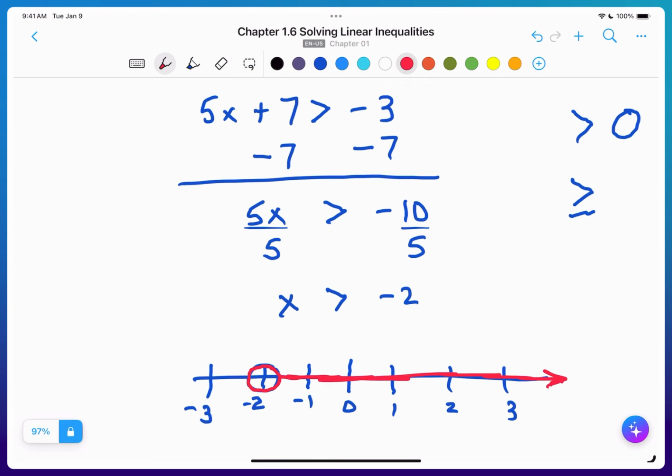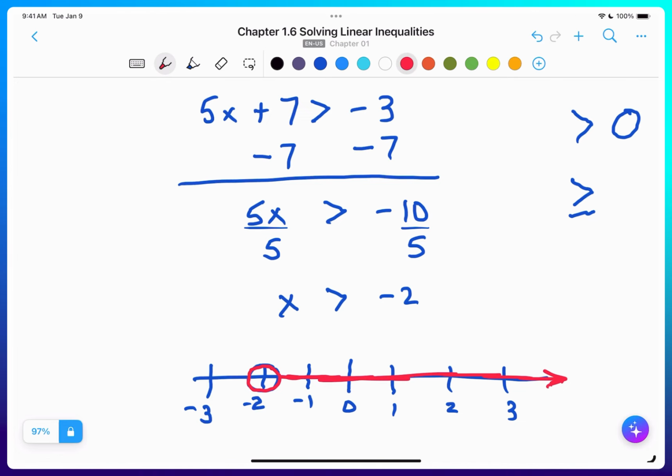Now, that means anywhere on this line is what x equals. Greater than -2. All solutions are real numbers greater than -2. If it had been a greater than or equal to sign, we would have put a solid circle there. Okay? That is example number 1.